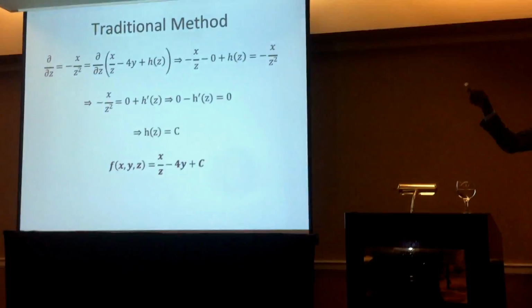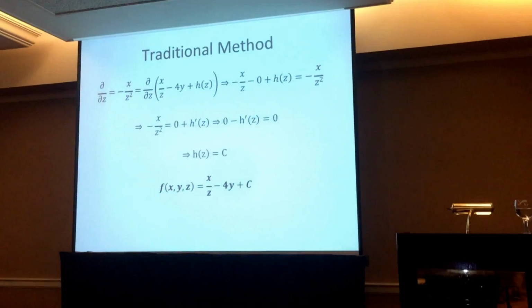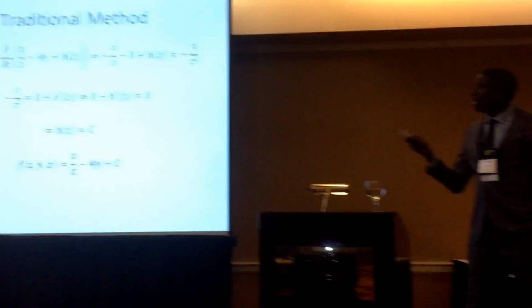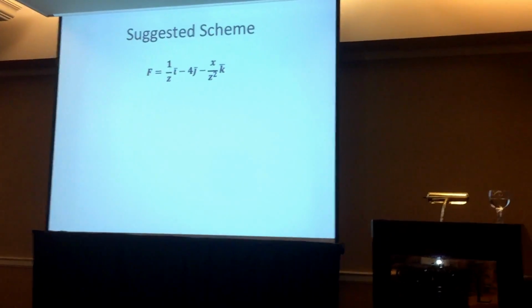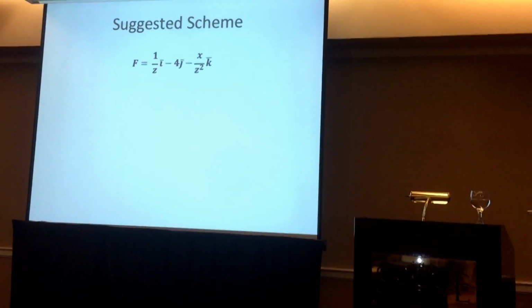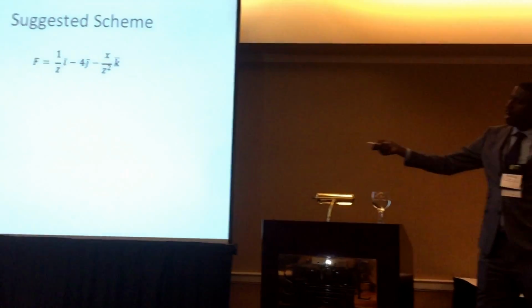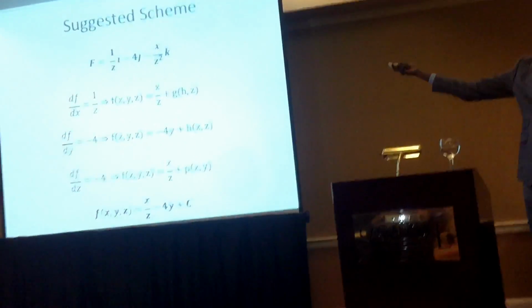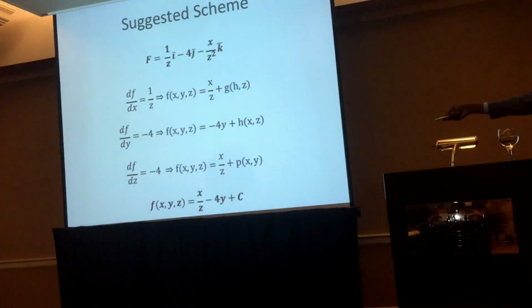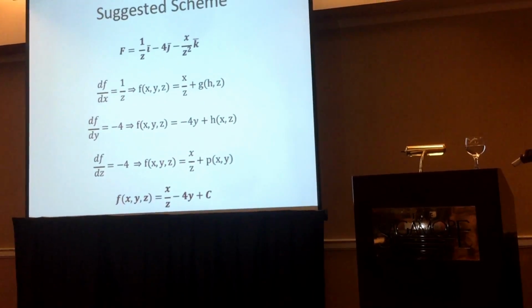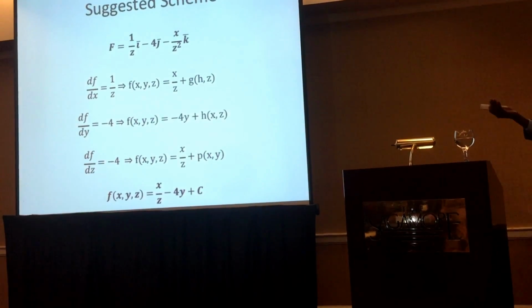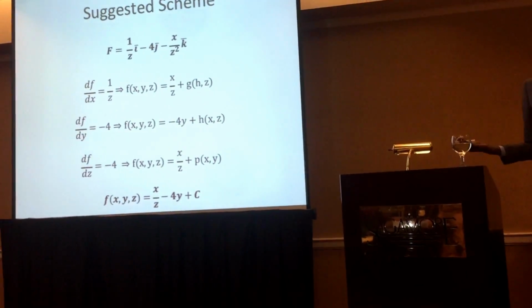This is the traditional scheme, the one I was saying is too long, right? Now, with the new one, we don't have to take the derivative. We're just taking the integral. And we already proved that the j of xz, h of yz, and p of xy are just going to be a constant. So this is really a good way to find the potential function.